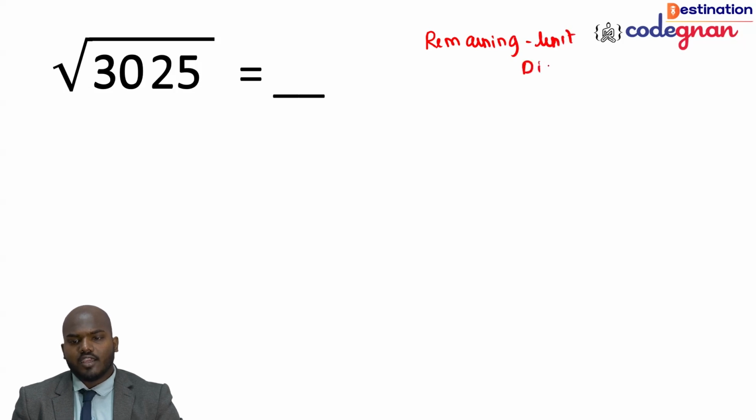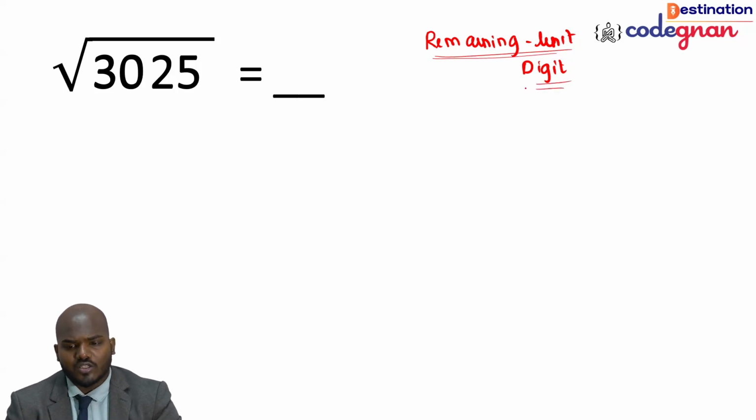Before taking you to the remaining unit digit method, guys, you must know something here, that is what is called the unit digit. Unit digit means we can call it the last digit.